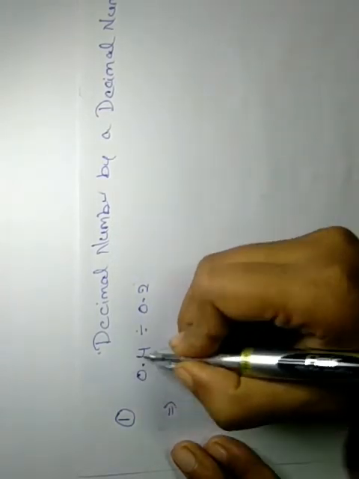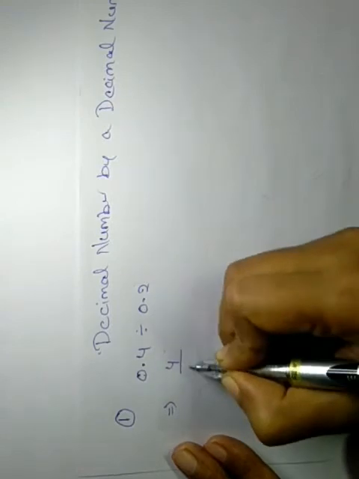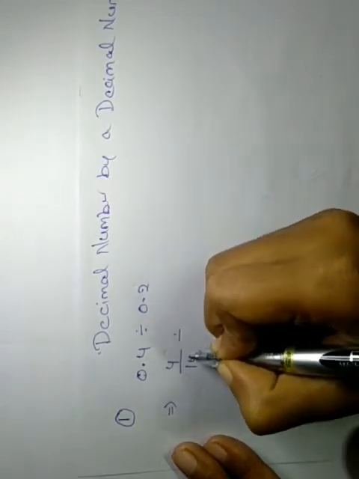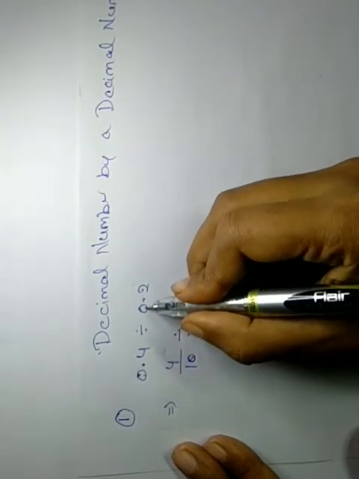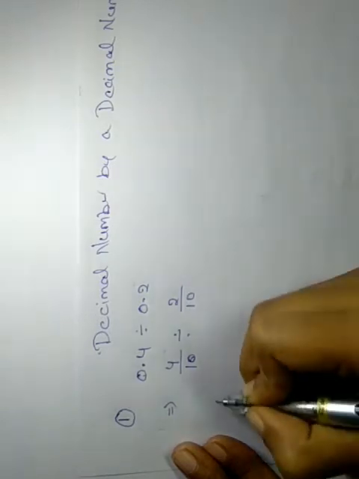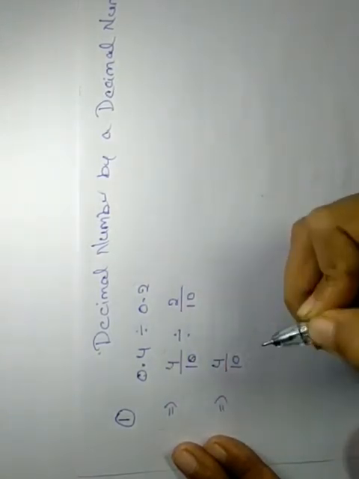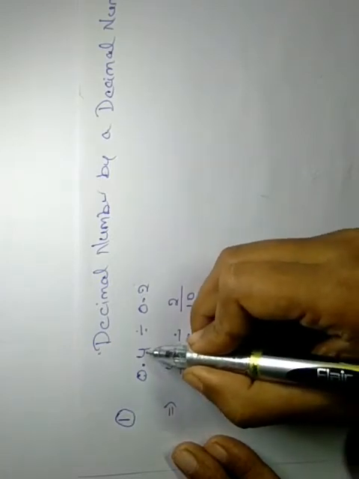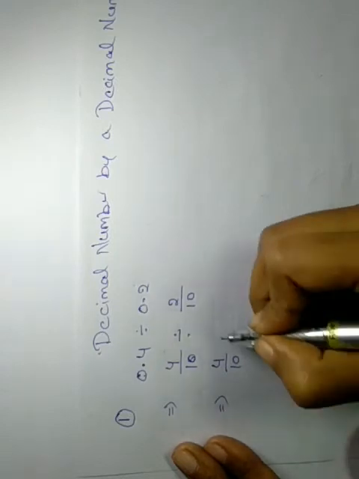Means after removing the decimal point, 0.4 will come as 4 divided by 10. We'll keep this divide sign as it is, right? And after removing the decimal point of 0.2 we'll get 2, we'll divide it by 10, isn't it? Now we'll write this 4 by 10 as it is, because we have to divide 0.4 by 0.2. So we'll keep this as it is.